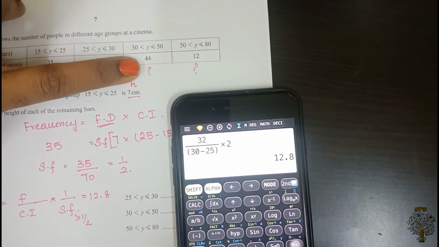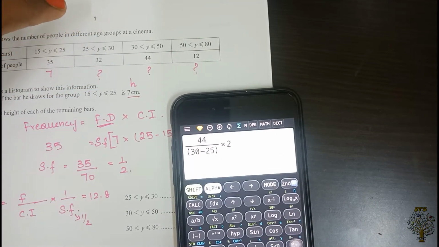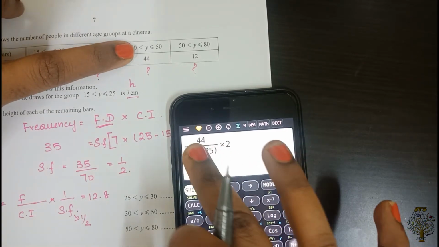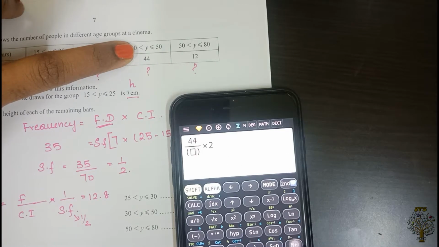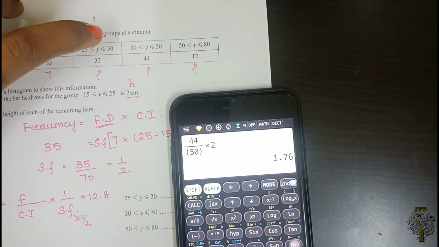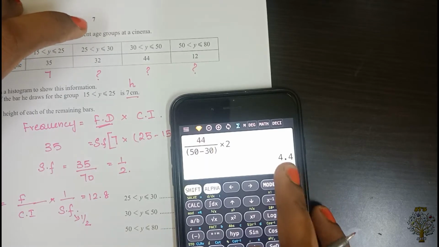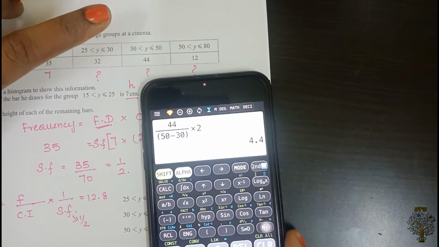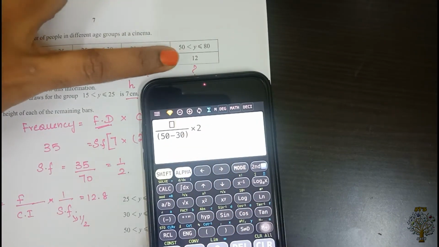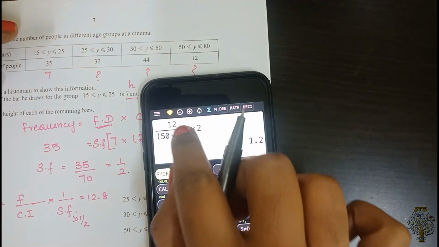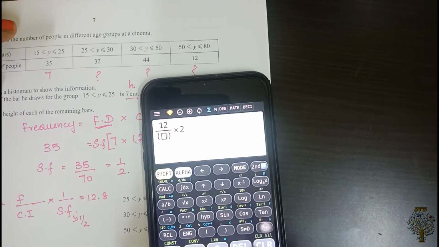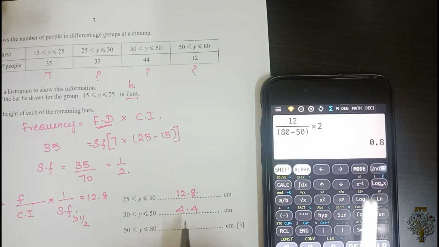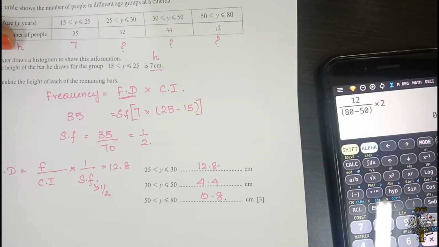We have 44. So I am deleting this, I am entering 44 divided by the interval. Interval is 30 to 50, so we can write 50 minus 30, which will give you 2.2. The scale factor will be the same, so 4.4. And the last one, the same way we are going to convert. It is 12 over here, divided by the class interval, 80 minus 50, that gives us 0.8. We have 0.8 here. We are continuing with the next problem.